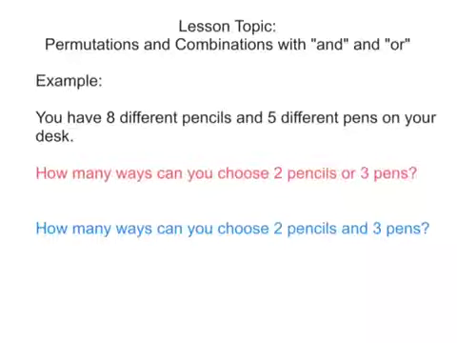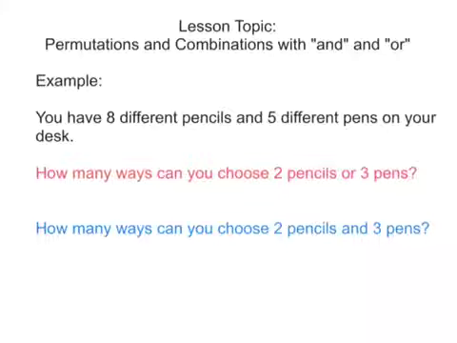The lesson topic for this video is permutations and combinations with "and" and "or." We're going to start with an example that shows the difference between an example with the word "or" and an example with the word "and." The situation is you have 8 different pencils and 5 different pens on your desk. The first question is, how many ways can you choose 2 pencils or 2 pens?